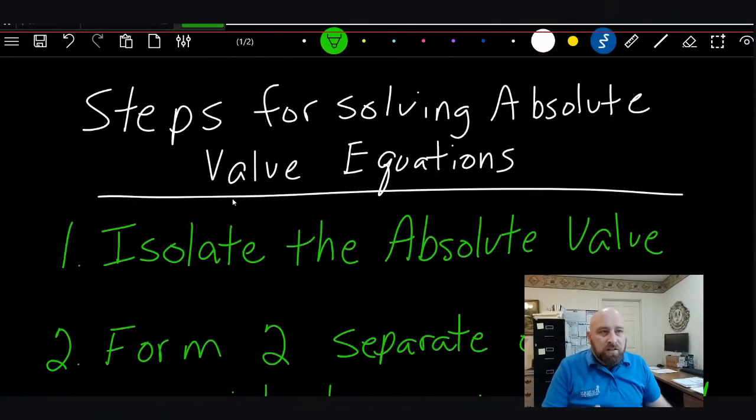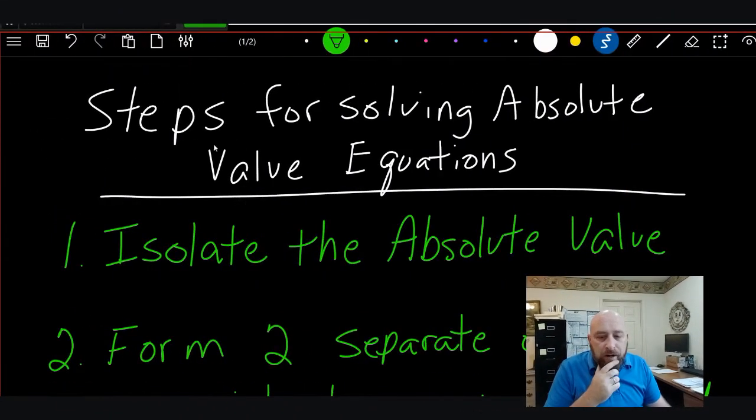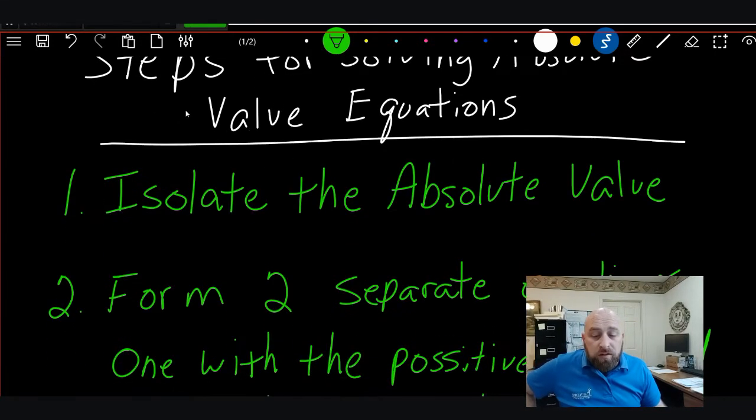So let's look down here at the screen where I have the steps for solving absolute value equations written down. Here's what we want to do. First of all, we want to isolate the absolute value. What does it mean to isolate? Well, it means to set it aside. It means to get it by itself.